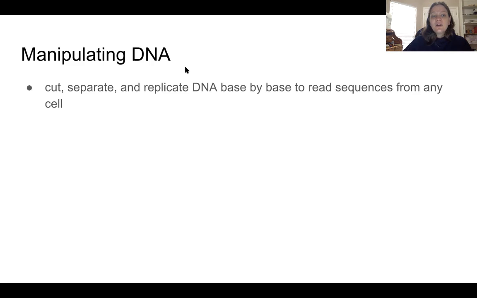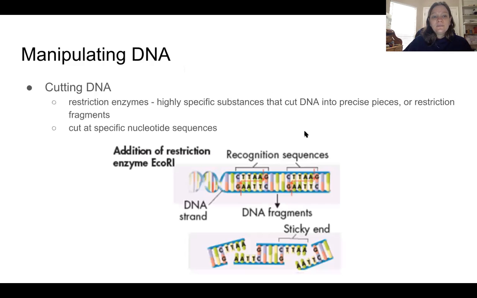The first step is to cut it. The way that we cut it, we don't have teeny tiny scissors so we can go into the cell and cut the DNA. We're going to instead use what's called a restriction enzyme.